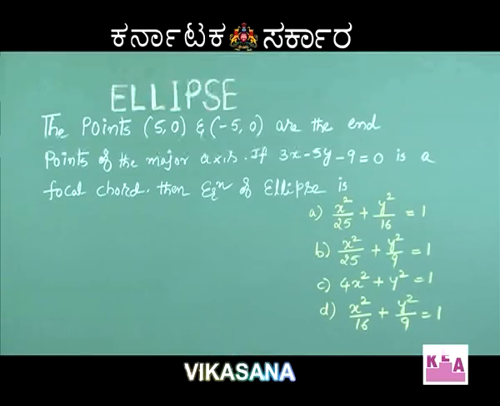The points (5, 0) and (-5, 0) are the end points of the major axis. If 3x - 5y - 9 = 0 is a focal chord, then the equation of the ellipse is. Options are: Option A, x²/25 + y²/16 = 1. Option B, x²/25 + y²/9 = 1. Option C, 4x² + y² = 1. Option D, x²/16 + y²/9 = 1.